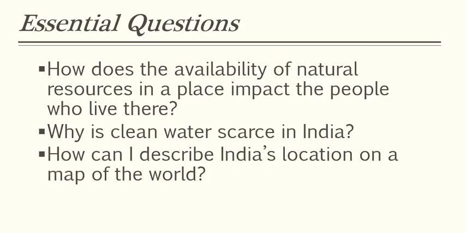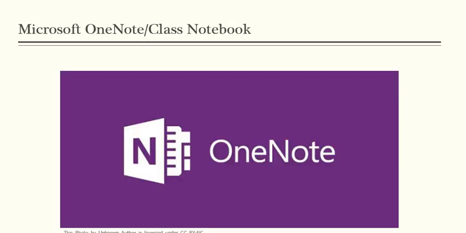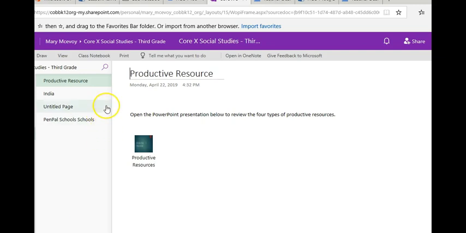The social studies lessons address standards about the economy and geography, and these are the essential questions for our lessons. Students can find the content for the lesson in their OneNote notebooks that they can access through their Office 365 accounts. The content page in their notebook has sections on productive resources, the geography of India, and it has a section for PenPal Schools, which is another one of the tools the students will look at.